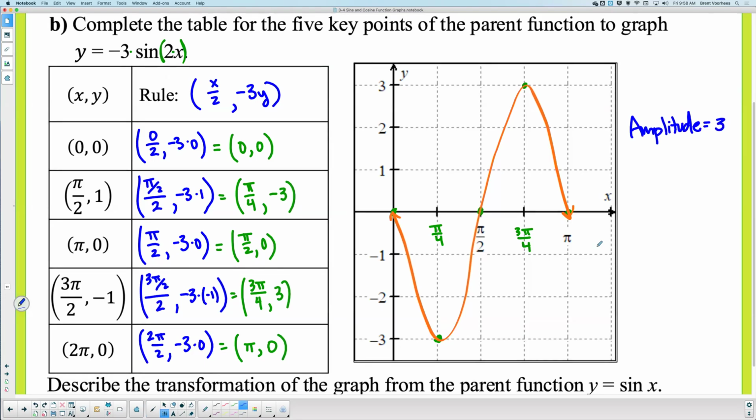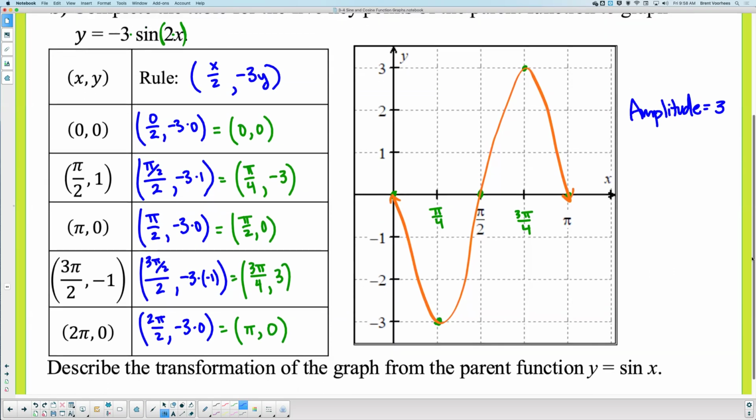Now, let's talk about the transformations that have occurred. What are the differences on this graph as opposed to the previous graphs we've seen?